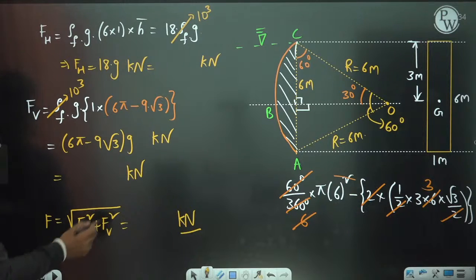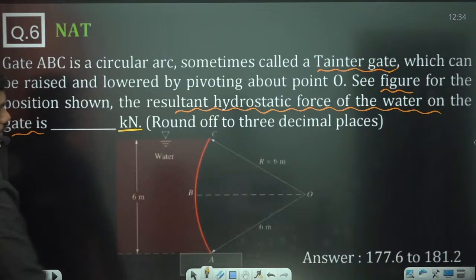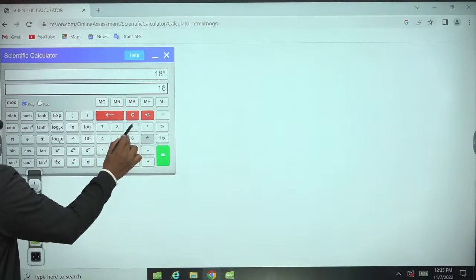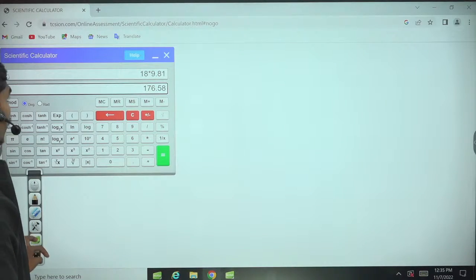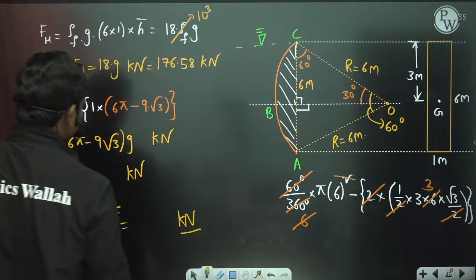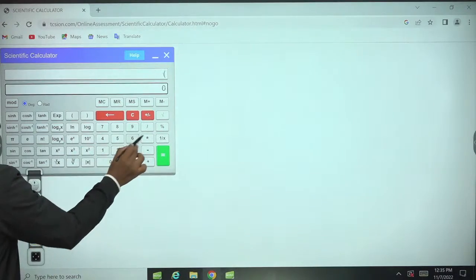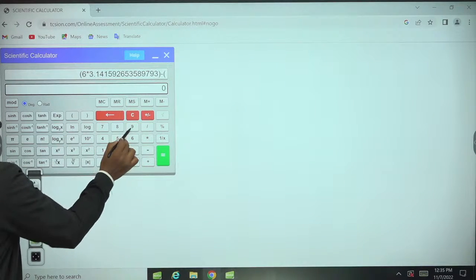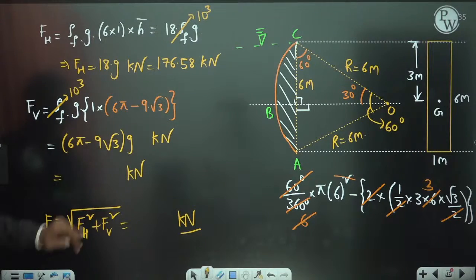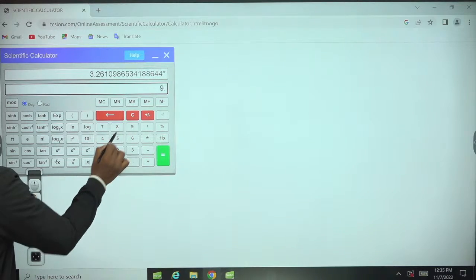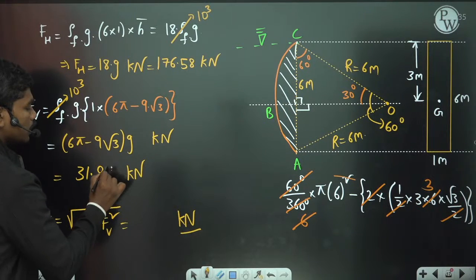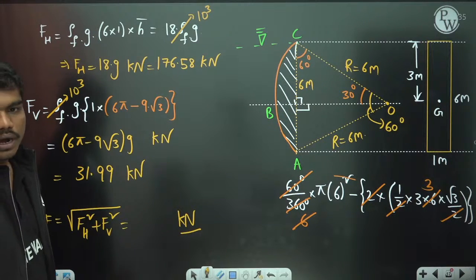And they are also asking for the values in kilonewtons, so let us simplify things. First of all, 18 times 9.81 is 176.58. This is your Fh. Fv is 6 pi minus 9 times the square root of 3. If you simplify this, you get 3.261, and multiply that with 9.81. If you simplify, it is almost 31.99, so almost 32 kilonewtons. This is Fv. So Fh is known to you and Fv is also known to you.